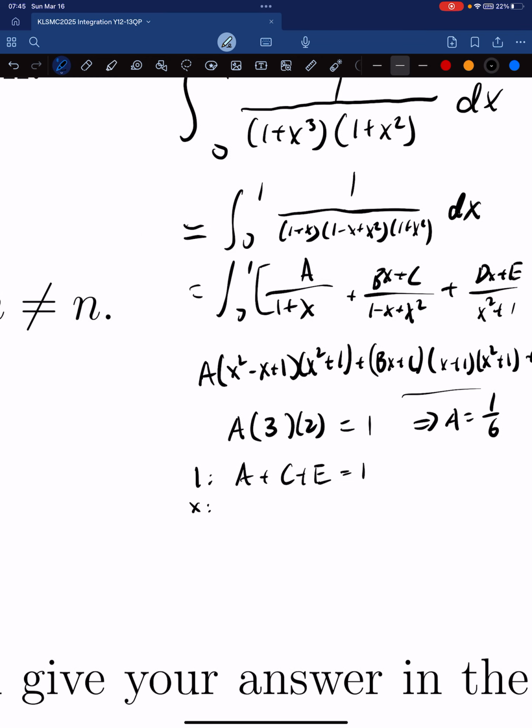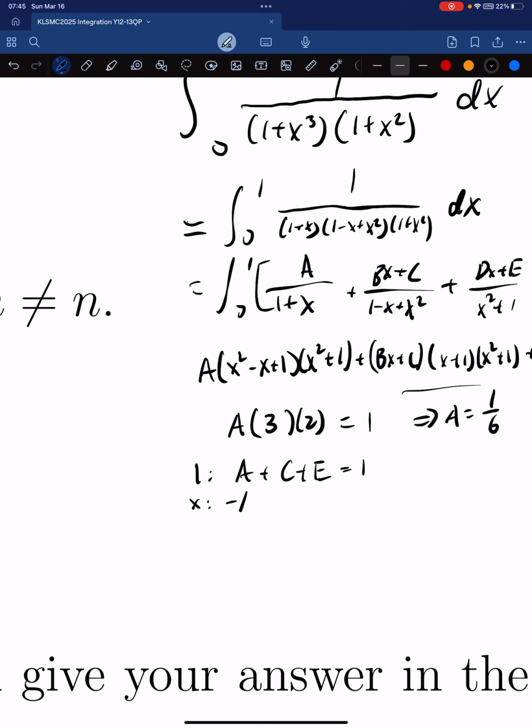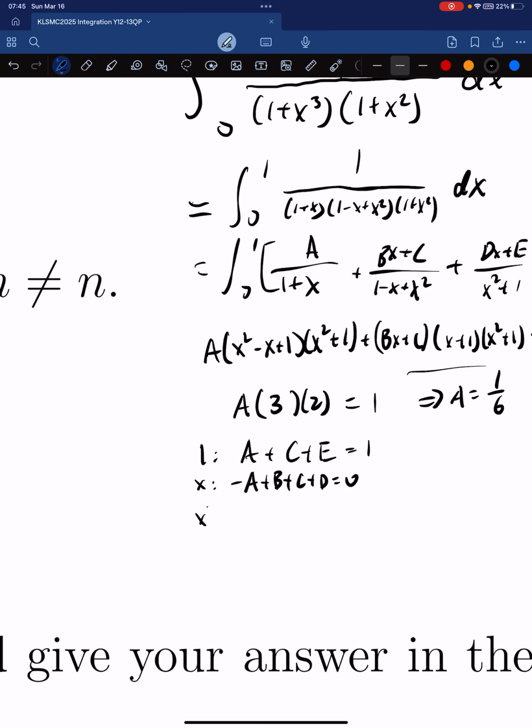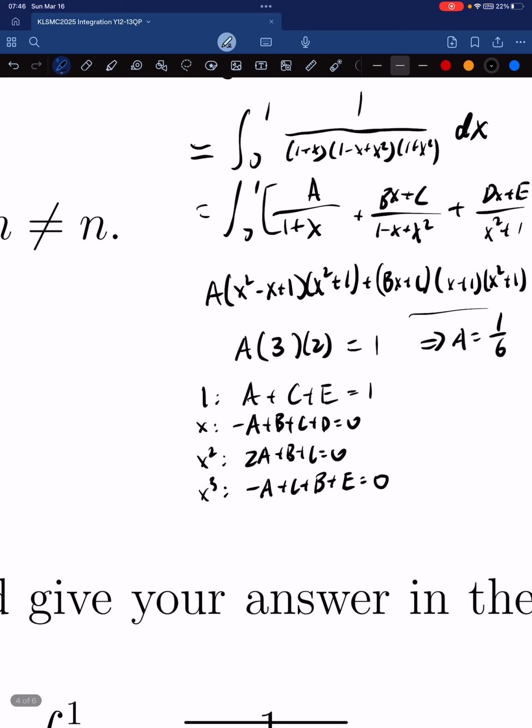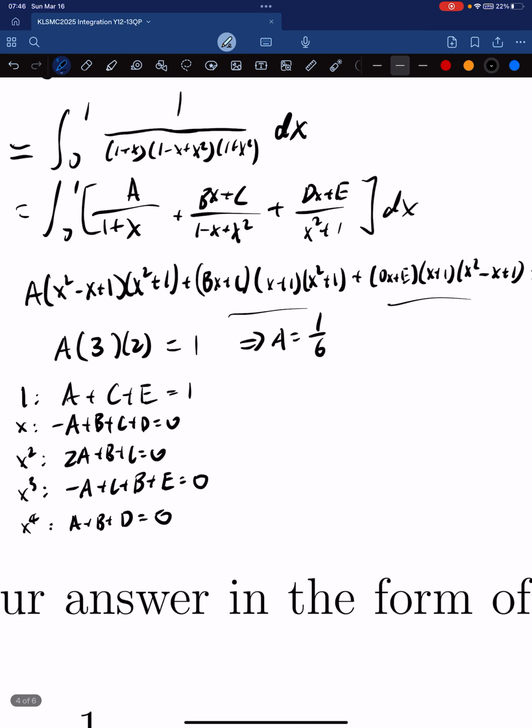Comparing the coefficients for the term x, we get negative a plus b plus c plus d equals 0. For the coefficient of x squared, we get 2a plus b plus c equals 0. For the coefficient of x cubed, we get negative a plus c plus b plus e equals 0. And x to the power of 4 gives a plus b plus d equals 0. So this is basically comparing our coefficients.